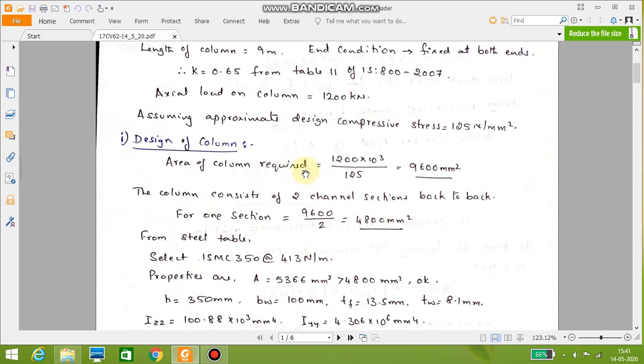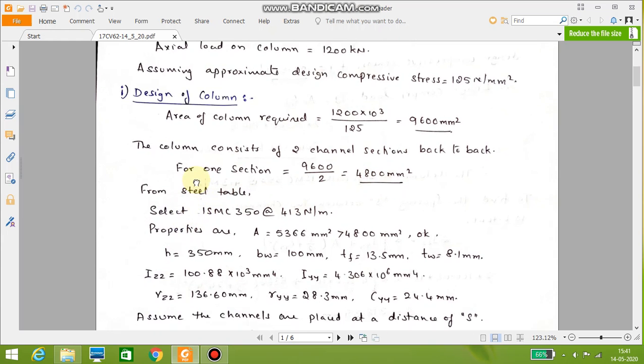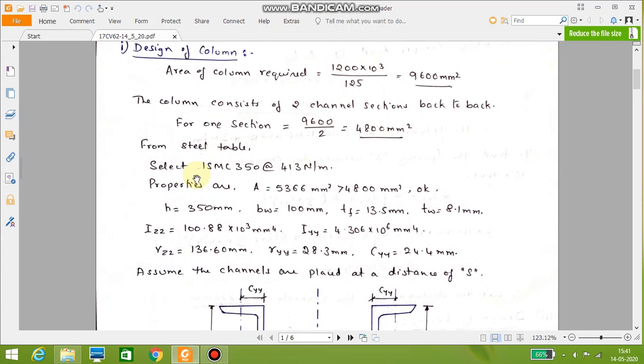The area of the column required equal to 1200 divided by design compressive strength. So for calculating the area, we need this compressive stress. It works out to be 9600 millimeters square. The column consists of two channel sections which are placed back to back, which is given in the problem. Therefore, one section will have an area of 4800 millimeters square. Now from the steel table, let us select ISMC 350 at 413 Newton per meter.